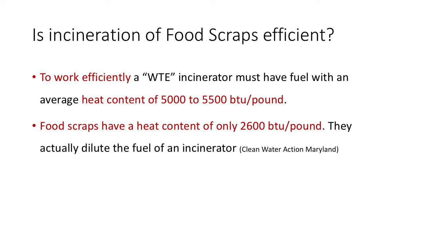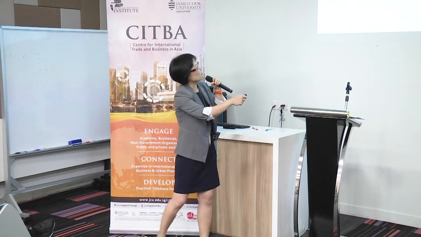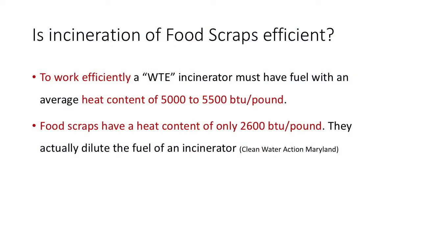Why? Because to work efficiently with a waste-to-energy incinerator, we need to have fuel with an average heat content of 5,000 to 5,500 BTU per pound. What does it mean? I don't know, but we just need to compare the numbers. So to be efficient, the heat content should be 5,000 to 5,500. However, if we take a look at food scraps, it only has a heat content of 2,600, which is only half.